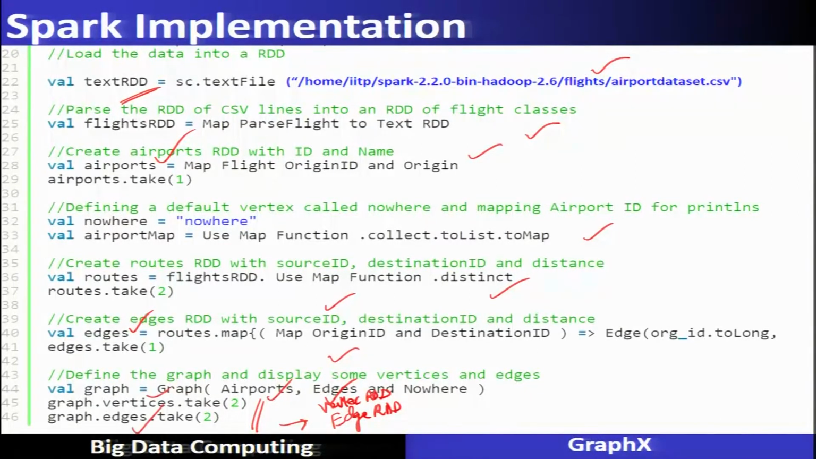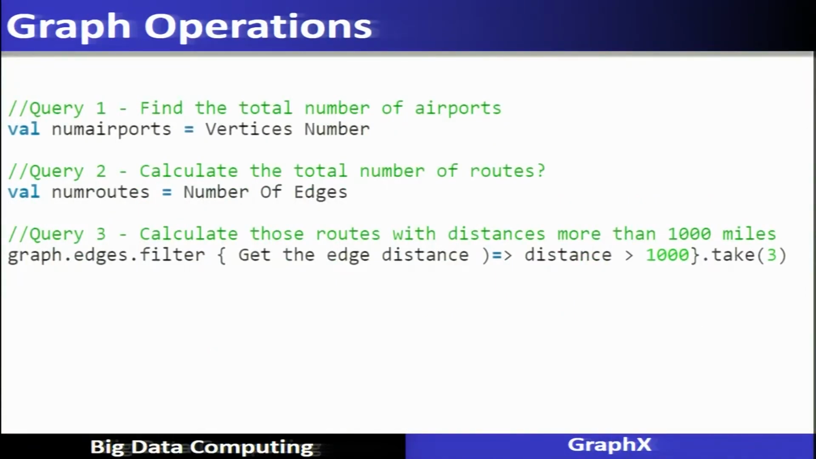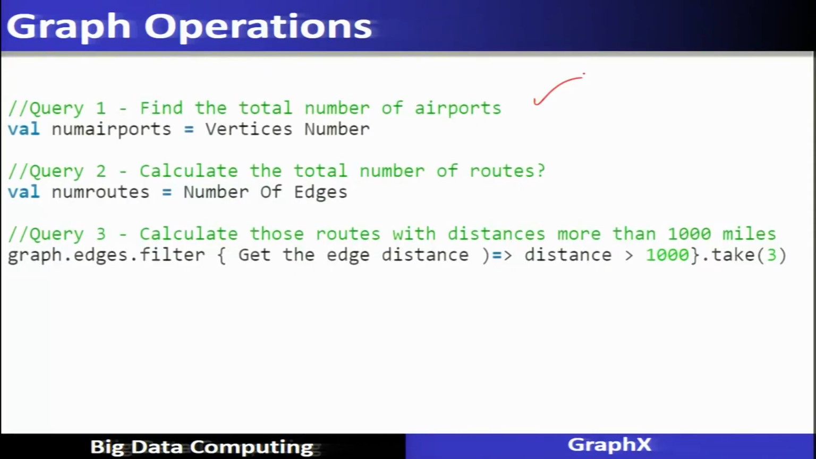So using the vertices and the edges, we have formed the graph of that particular data set. Now we have to perform various queries. Query one is to find out how many airports there are. For that we just have to find the number of vertices in the graph. If we want to find out how many routes there are, we have to calculate how many different edges there are in the graph.